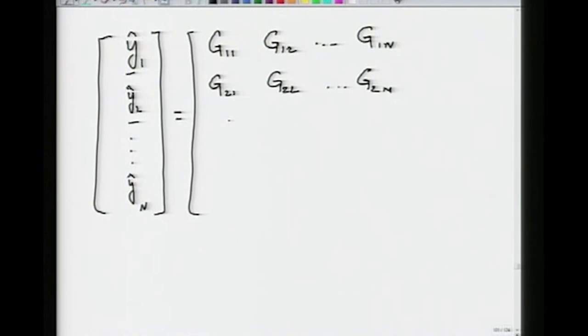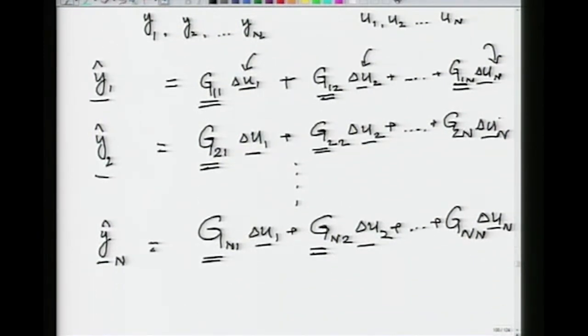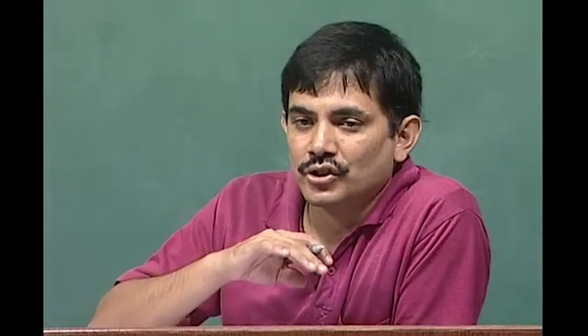By the way, I made a mistake. That mistake is a minor one, but okay, this is the prediction because of control action, plus of course there will be the free response. I forgot the free response. The free response of output 1 plus the free response of output 2 plus the free response of output n. If I do nothing, how would the outputs 1, 2 and n change over time? Okay, so there is also the free response component. Okay, so I think I forgot that.